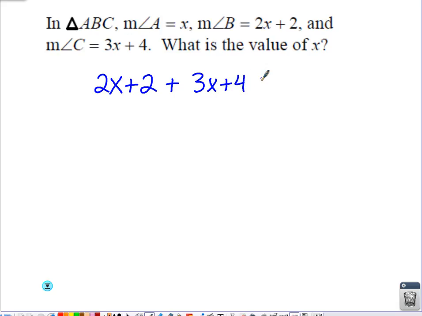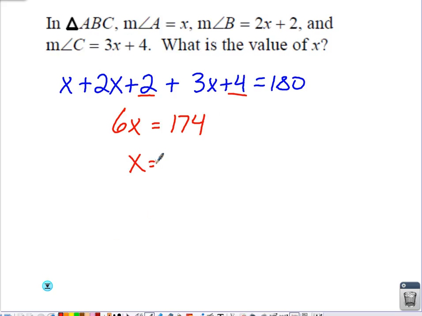Plus x, yeah. Equals 180. Let's solve it. How many total x's do I have there, Trace? 6. Good. So 6x equals, let's take everything that's not an x and move it to the other side. Looks like 2 and 4, looks like I have 6. To move 6 to the other side, do minus 6, that'd be a 174.